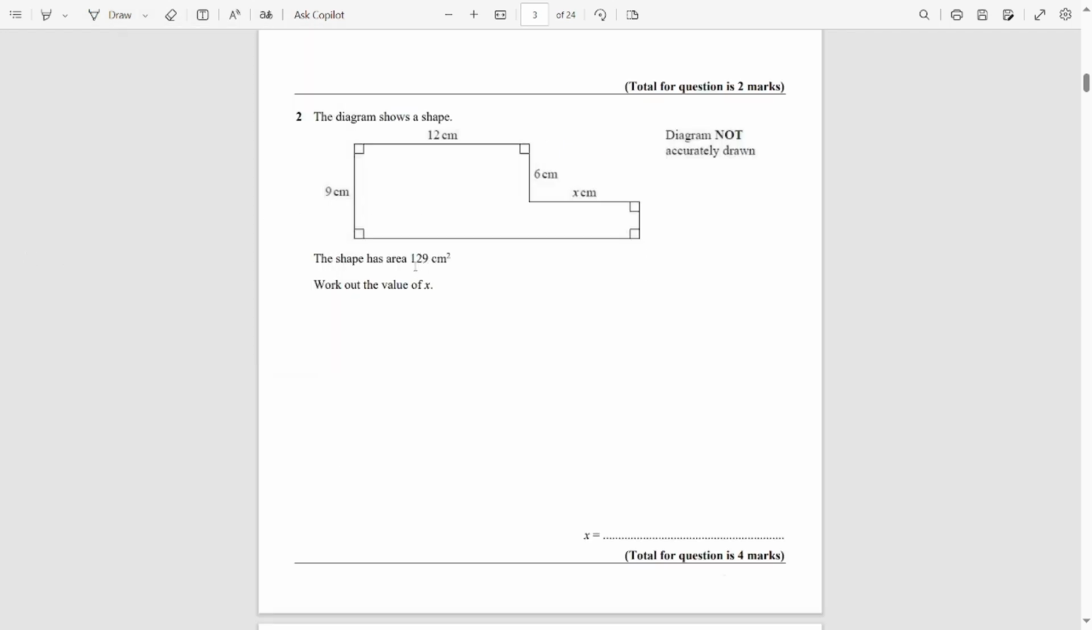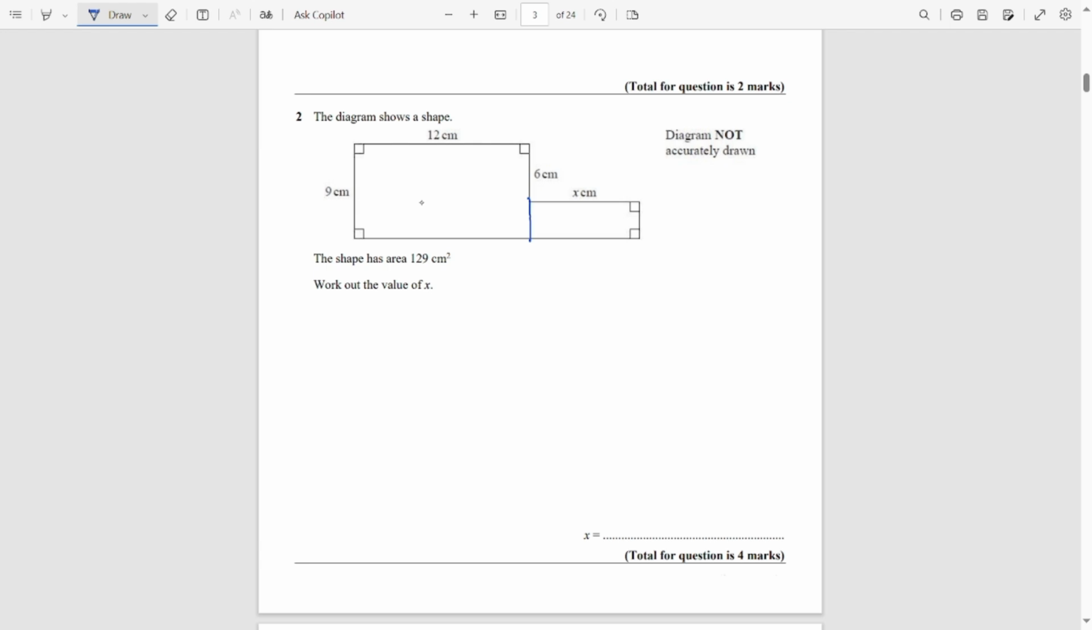So for this question here, we have a diagram that shows a shape. The shape has an area of 129 centimetres squared, and we want to work out this value here, x. This is a composite shape, so to work out the area, we need to split it up into 2 parts, and you can either split it along there into 2 rectangles, and then you can add together the area of each, or you can split it down here, which I think I like the look of better, so I'm going to do it like this.